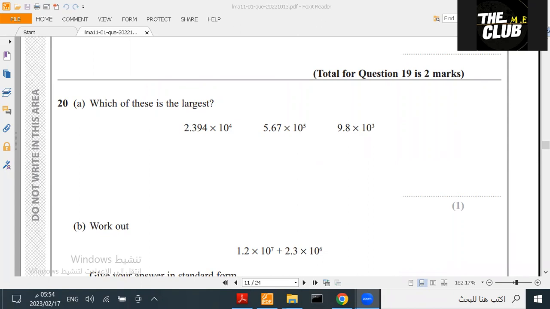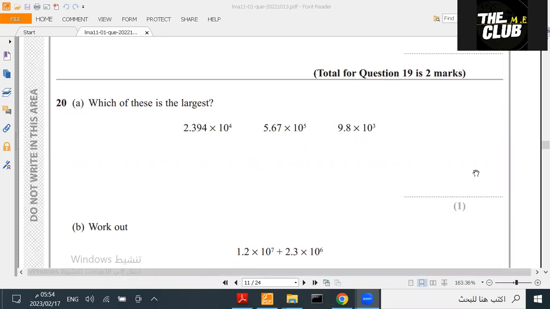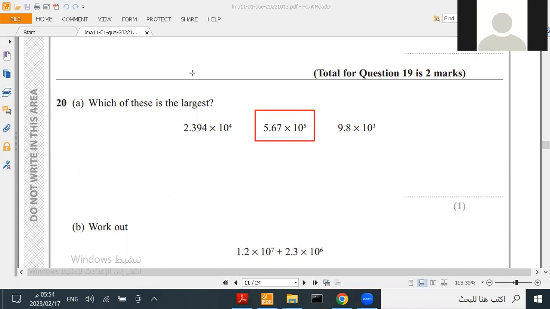That's what they need. So to make them in standard form, we take a look at the numbers. This one is standard. This one is standard. So we don't have to make them in standard. We take a look at the powers. This has power of 4, this power of 5, this power of 3. So which one is the largest? Power of 5 is the largest.